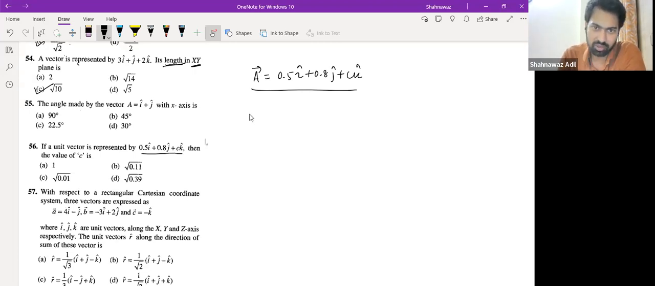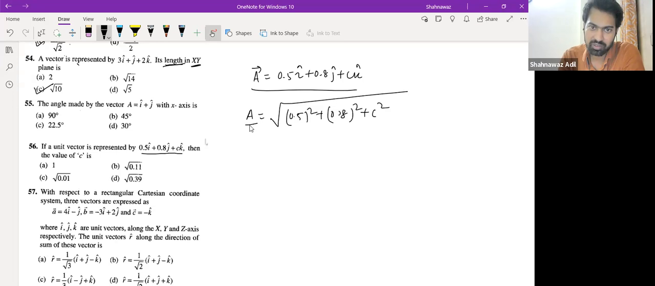Yes, sir. So we have to calculate the magnitude of this vector. What would be the magnitude, Rishita? Root of 0.5 squared plus 0.8 squared plus c squared. And this is how much? This is given, so it should be 1. This is 0.25, this is 0.64, and this is c squared.